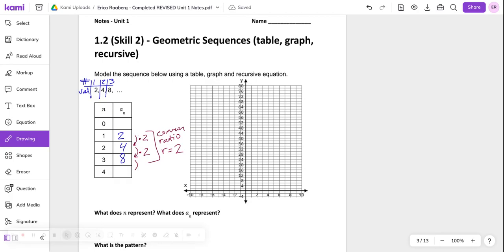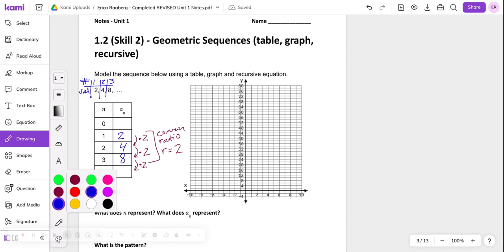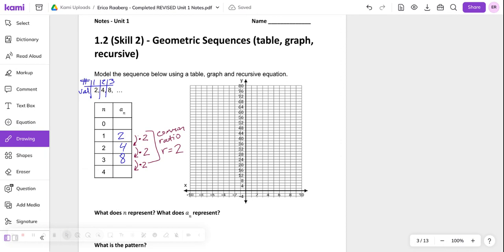If I go forward another one and I multiply by 2, I can get the next term here, which would be 16. And then I can also go backwards by doing the opposite of multiplying by 2. I can do dividing by 2, and 2 divided by 2 is 1. So I can get my 0 term as 1, which gives me my y-intercept. A sub 0 is the same as the y-intercept. We looked at that a little bit in section 1.1.